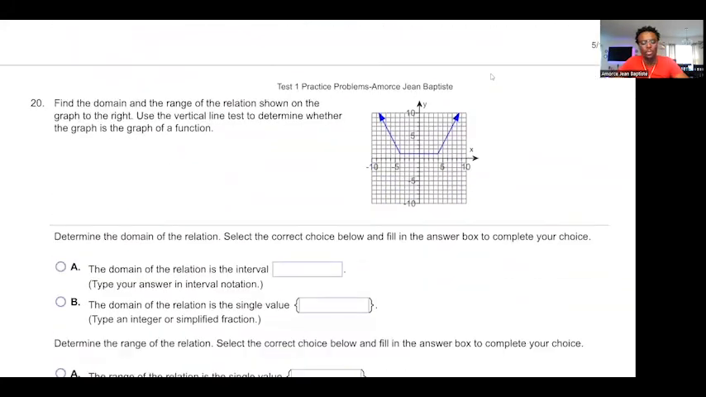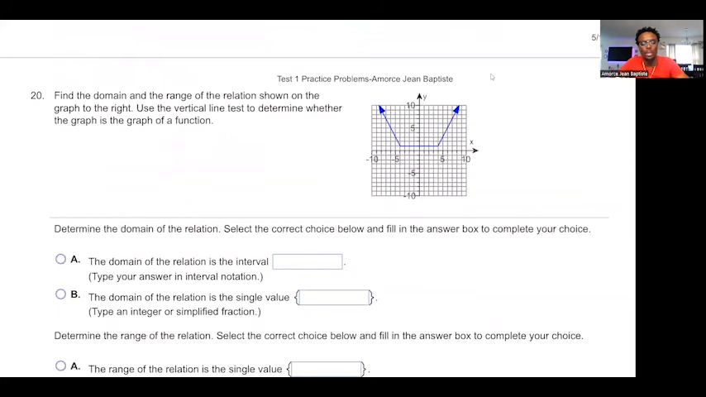All right, try this one based on what you learned. First, it's a continuous function. So the domain is going to be in interval notation. Whenever you have a continuous function, the domain is in interval notation. A is your choice. It starts from the left arrow sign, negative infinity, to the right arrow sign, positive infinity.